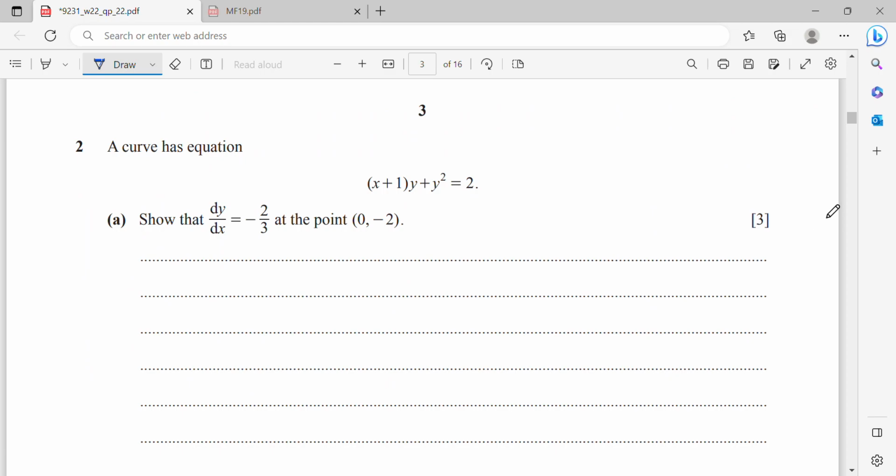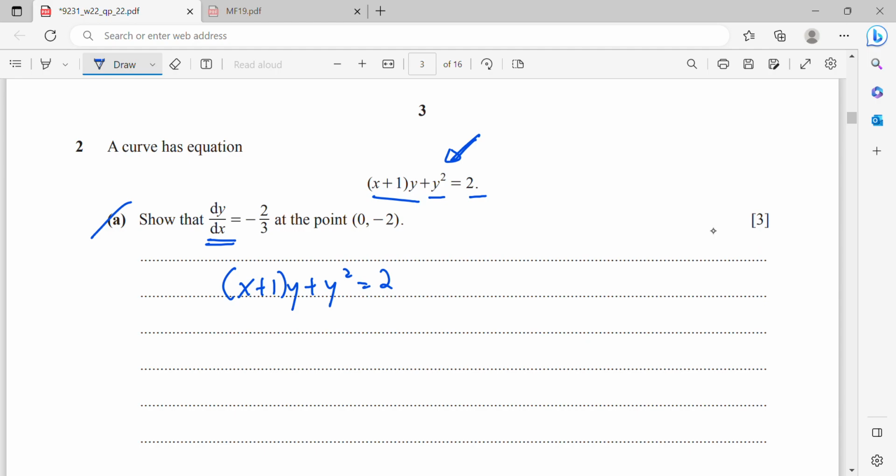Okay, question 2. A curve has equation (x plus y) multiplied by (x plus 1) multiplied by y plus y squared equals 2. Now, first part, show that dy/dx is negative 2 over 3 at the point (0, minus 2). So now we need to show dy/dx. You are given the implicit equation, so I'm going to use implicit differentiation. No need to get y as the subject.